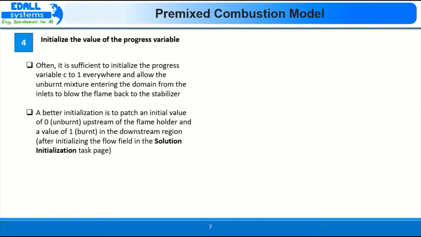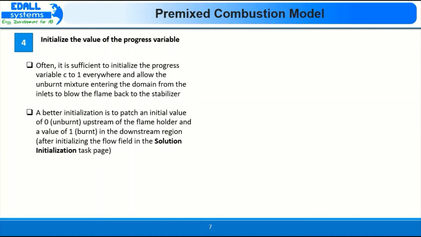So the next step, the fourth step, is initializing the value of the progress variable. Even after giving boundary conditions of C equals 0 and C equals 1, it may happen sometimes, based on the problem, that the flame may blow back into the stabilizer. So a very good practice here is to patch the progress variable. That is, upstream we will patch C equals 0 and downstream we will patch C equals 1. This may reduce any blowing back of the flame when modeling premixed combustion. This can be done in solution initialization, where we have an option of patching.